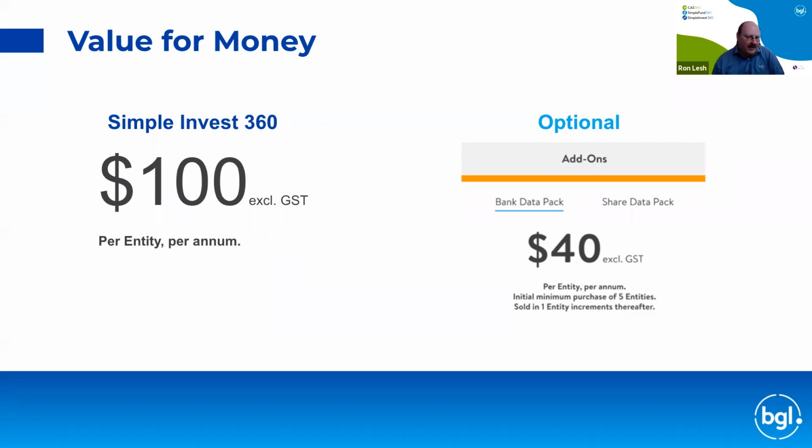If you've got a Macquarie feed and you don't have any other banks in there, it's $100 plus the share data pack if you want the share data. So it basically starts at $100 per entity and goes up depending on what options you want to add on. So we've tried to keep it very simple. It's very simple and very flexible.